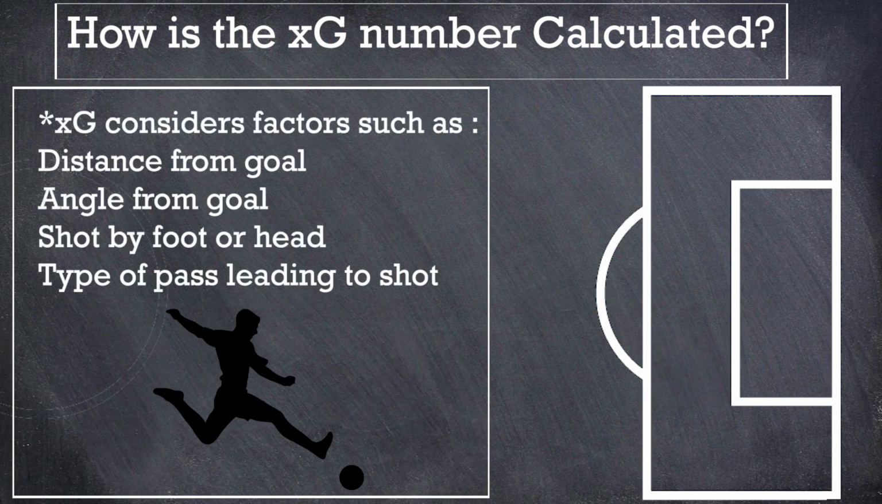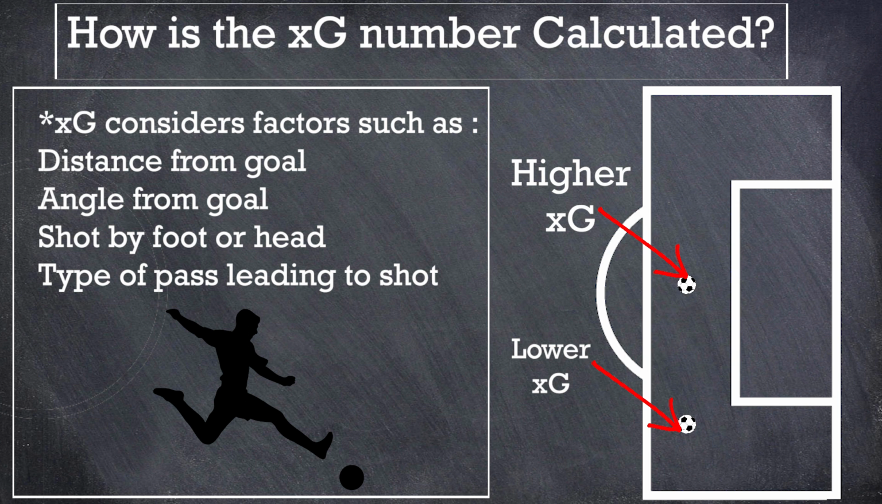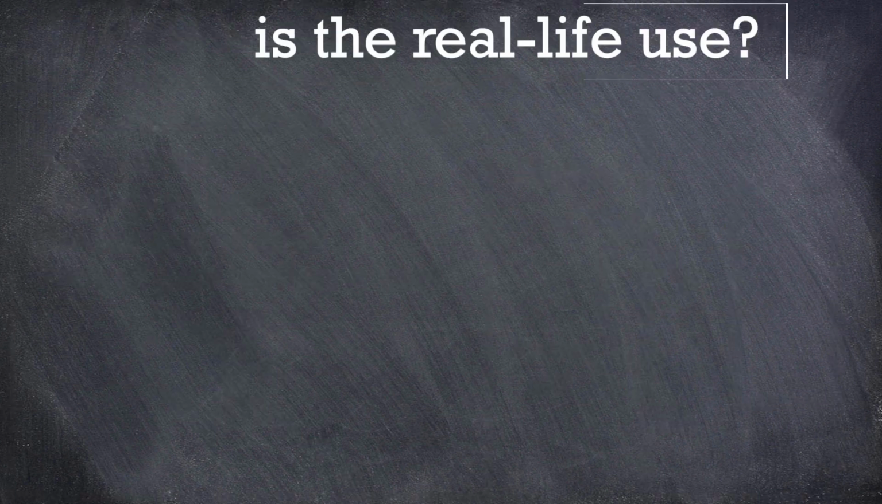xG takes into account distance from goal, angle, whether the ball was shot with the head or the foot in order to come up with this number. So for example, a shot from here would have a much lower xG than a shot from a similar zone but on the angle. So what does all this mean practically?